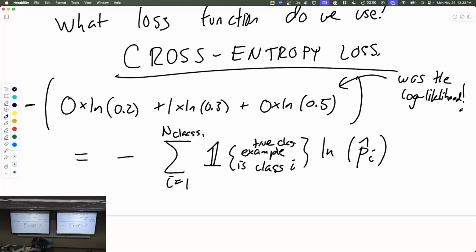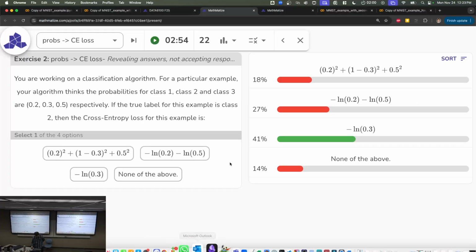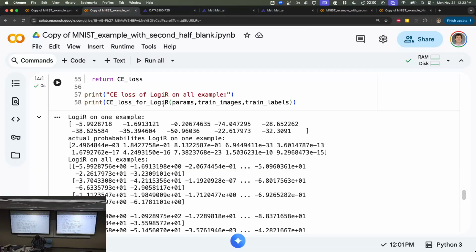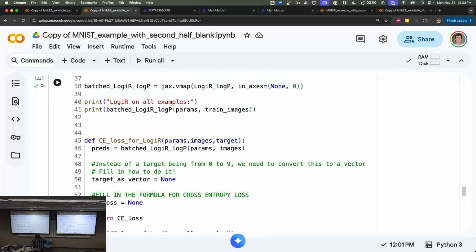Okay, fantastic. So let's put this in our computer program now. Our computer program is here, and we have to fill in the cross-entropy loss. We have the parameters. Those are the weights and the biases that we're using. We have the images. Those are the pixels of the images. And we have the target. That is the true label that we want. We've computed the prediction by doing the log p function we did before using the parameters and the images.